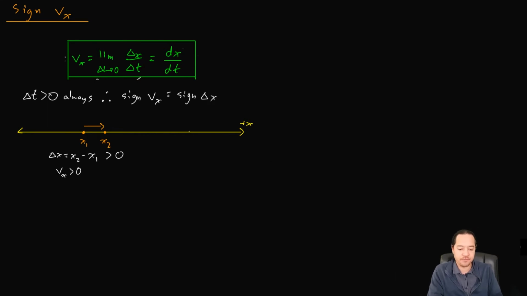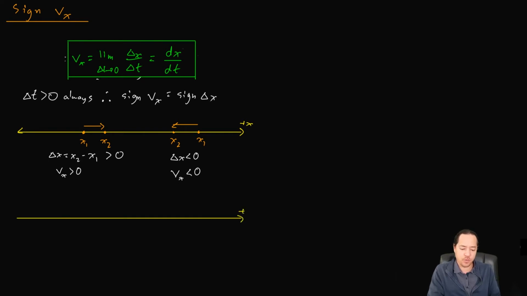Likewise, if you had another particle here, and this was x1 and this was x2, then that means the particle would be moving towards the negative x direction. And so here delta x would be less than 0, would be negative, and so that means our instantaneous velocity must also be negative because it's moving to the left. It's moving towards the negative direction. So I think that's pretty straightforward, but I do feel the need to point that out.